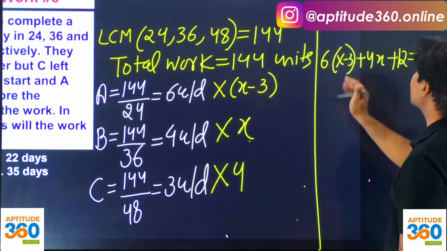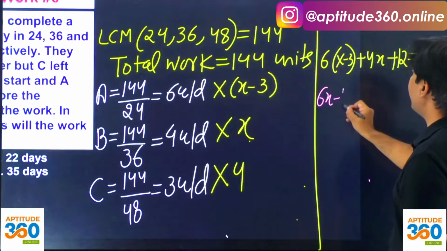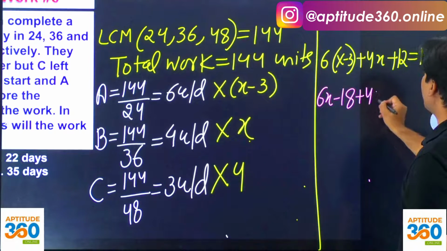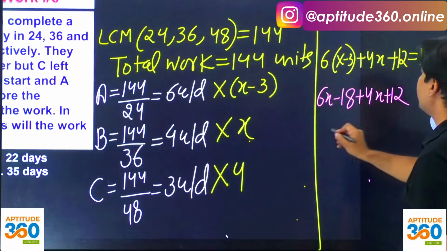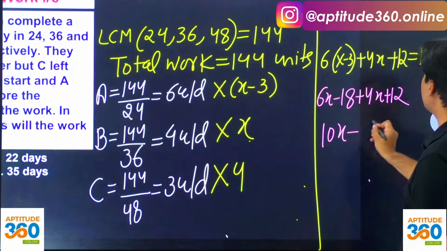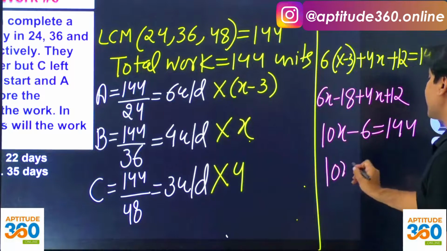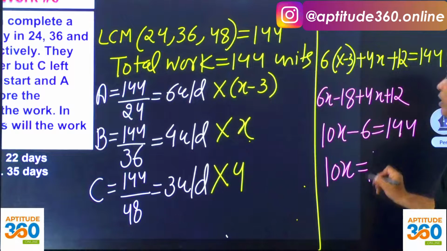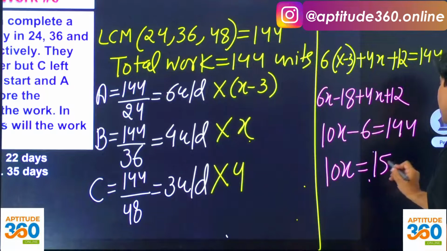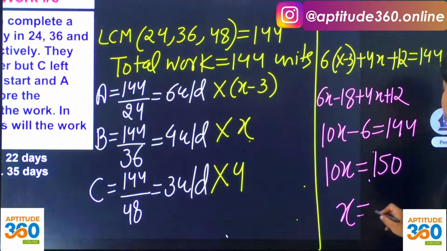So this is going to be what? 6x minus 18 plus 4x plus 12. And if you simplify, this is 10x minus 6 is equal to 144. So what is going to be the value of 10x? If 6 goes on this side of equality, it is plus 6, and this is coming out as 150. The value of x comes out very easily as 15 days.